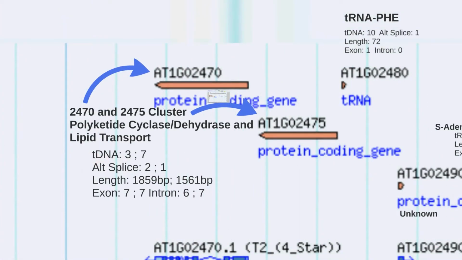Our first cluster is 2 genes. They're reciprocal best BLAST hits to one another. They are polyketide cyclase, dehydrase, and lipid transport genes. They have respectively 3 and 7 tDNA inserts, and their lengths are 1,859 base pairs and 1,561 base pairs. Their biological function is unknown, although they are involved in the creation of some type of polyketide and opening the guard cells.